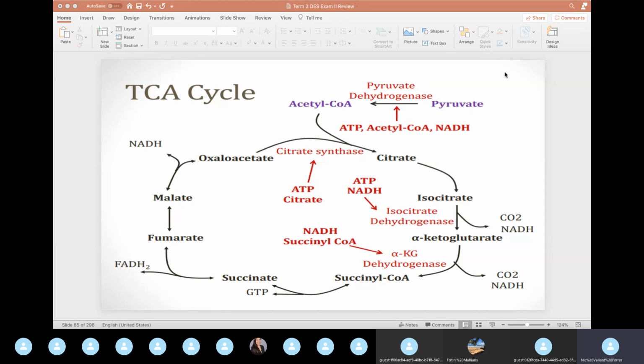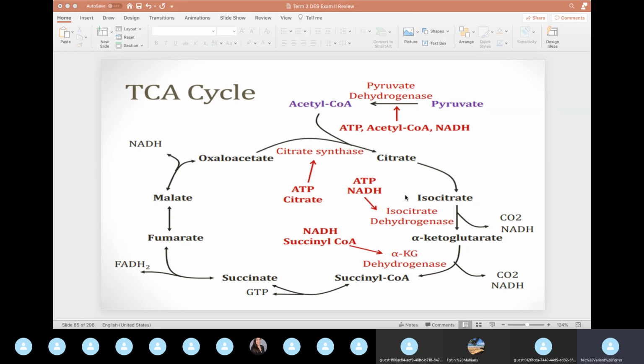So now let's look at the high yield parts. You have oxaloacetate plus acetyl-CoA. What's the enzyme? Citrate synthase, to make citrate. Isocitrate to alpha-ketoglutarate, isocitrate dehydrogenase. Alpha-ketoglutarate to succinyl-CoA, you have alpha-ketoglutarate dehydrogenase. Since they are both dehydrogenases, they both need the 5 cofactors, right?